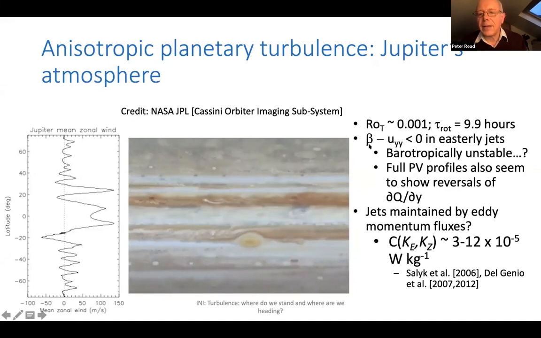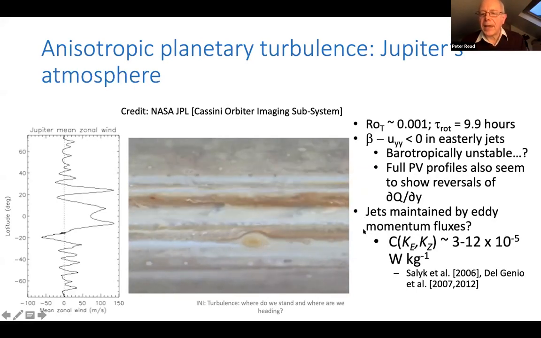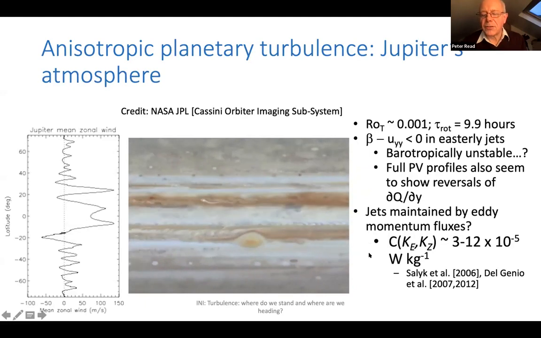They seem to violate the classical Rayleigh stability conditions for zonal jets, and they can also be demonstrated to be maintained essentially by momentum fluxes, by direct interactions between eddies and the zonal flow at a rate which is surprisingly high, something of the order of 10 to the minus 4 watts per kilogram at the cloud level.